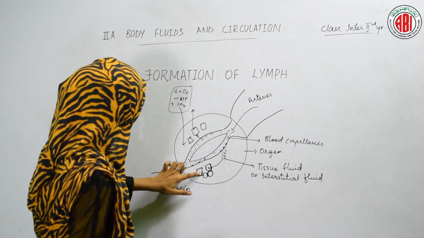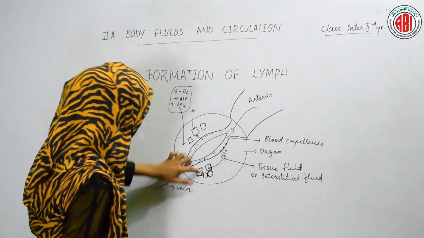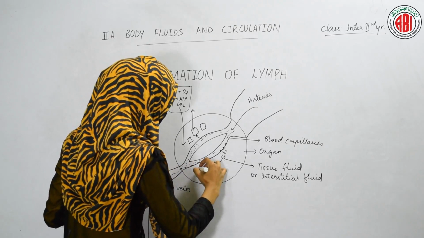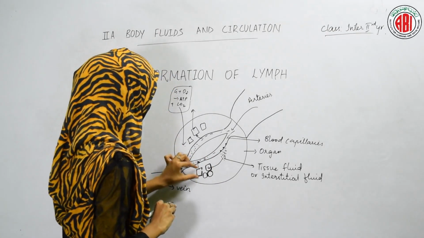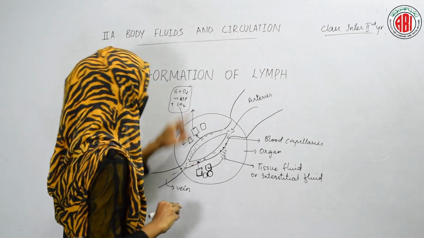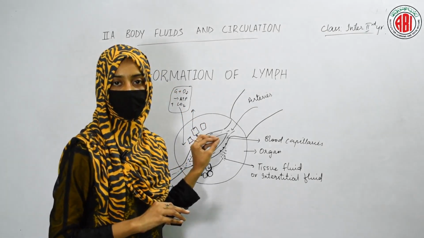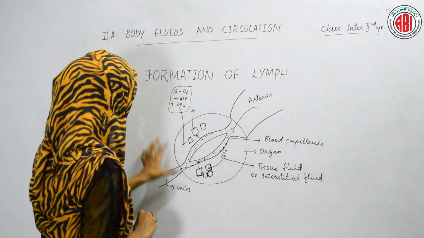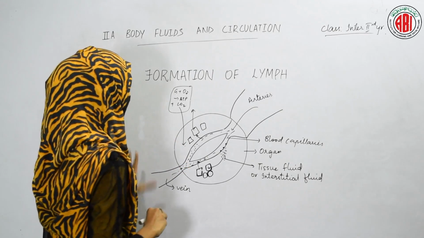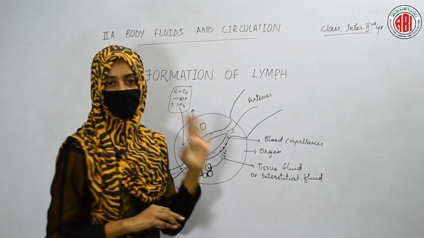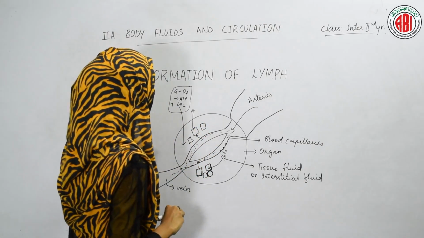This carbon dioxide from the tissues again enters into the blood capillary. So, once the carbon dioxide from the cells enters into the blood capillary, the blood present in the blood capillary becomes deoxygenated, and that deoxygenated blood is transported to our veins. I hope it's clear. Now, we'll see what is the meaning of lymph.